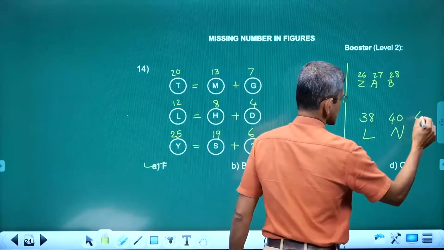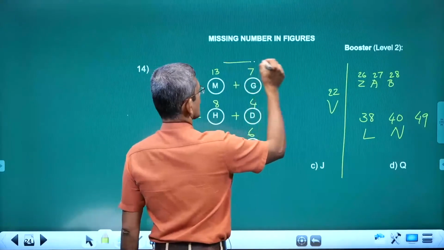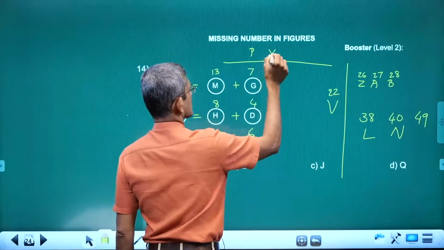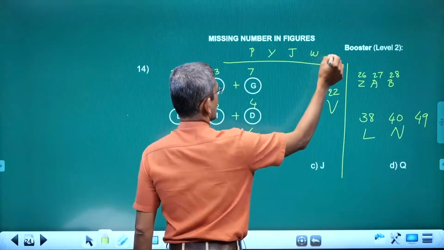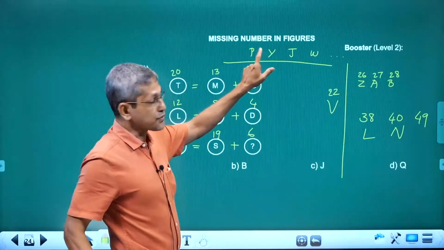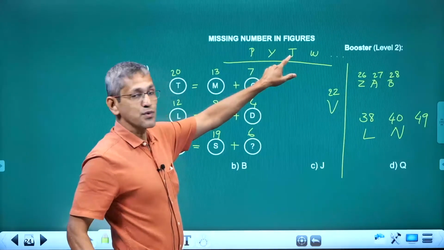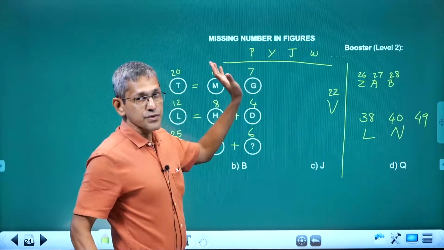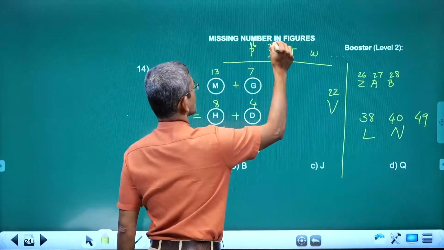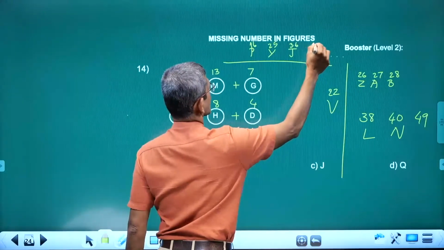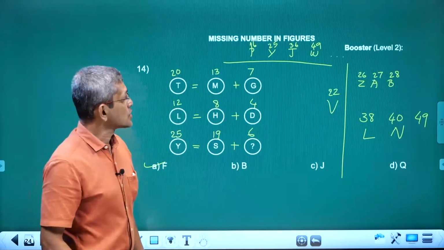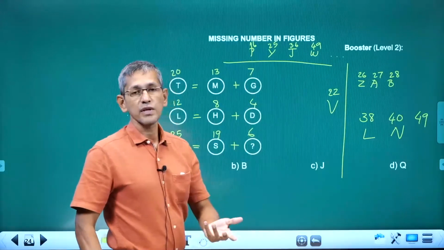Sometimes in a series, you may see the letters P, Y, J, W, and what is the next letter? At a glance, the position value of P is 16, Y is 25. J is actually 10, but if you look at the values in ascending order, P is 16, Y is 25, this is 36, and this is 49. See that? What are they? The perfect squares. So after 49, the next square must be 64, which is the 64th letter.